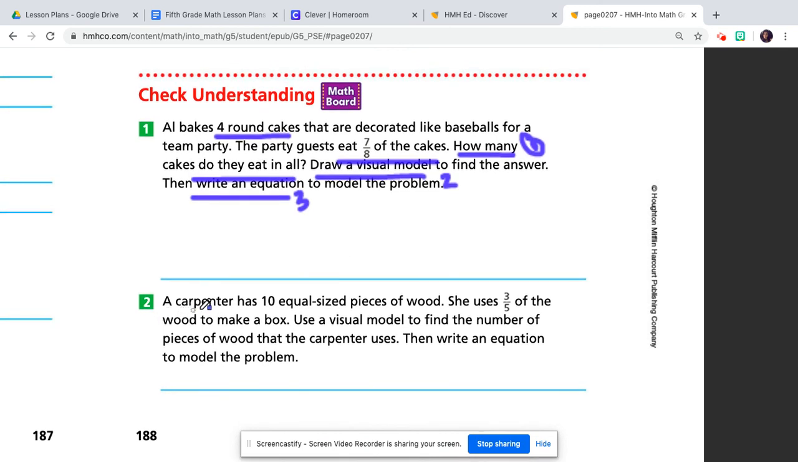Number 2, a carpenter has 10 equal-sized pieces of wood. She uses 3/5 of the wood to make a box. Use a visual model to find the number of pieces of wood that the carpenter uses, then write an equation. Okay, so you have 2 goals here.